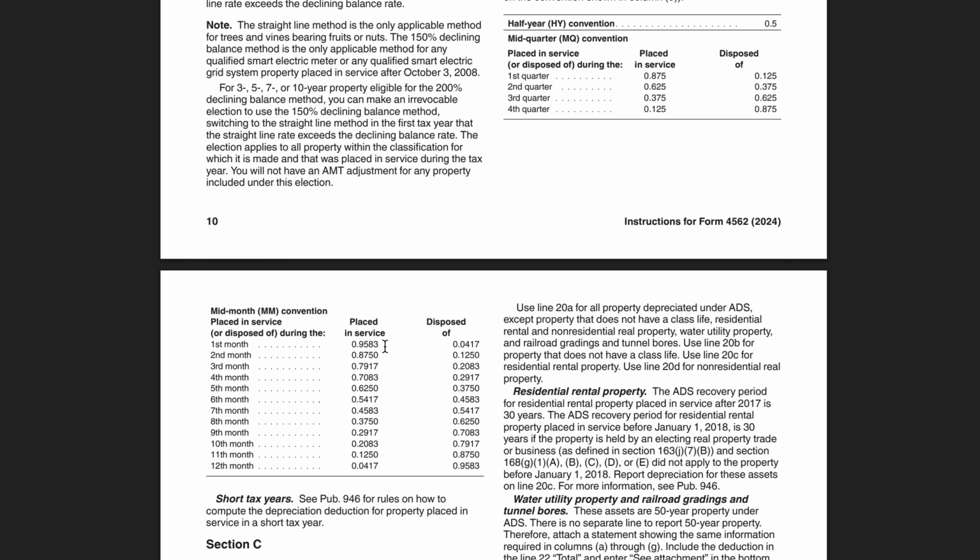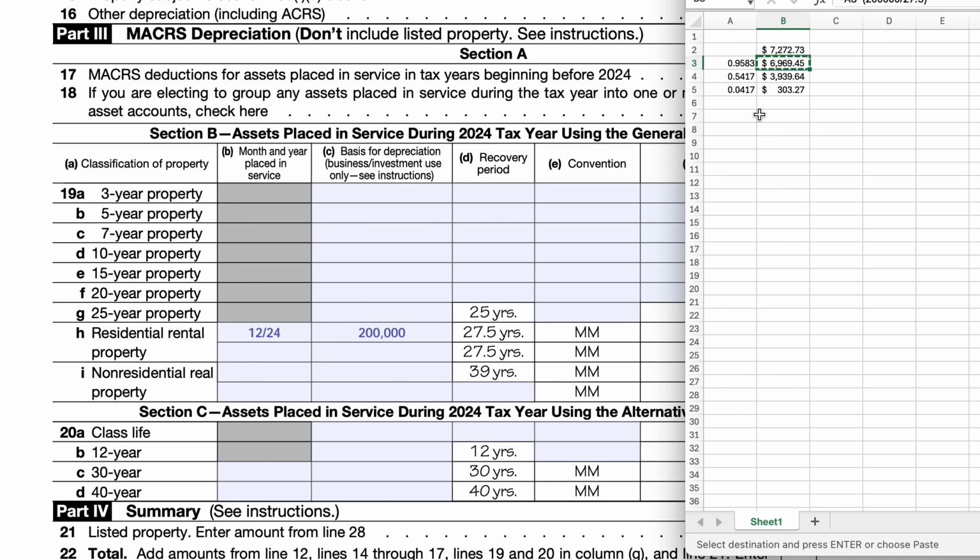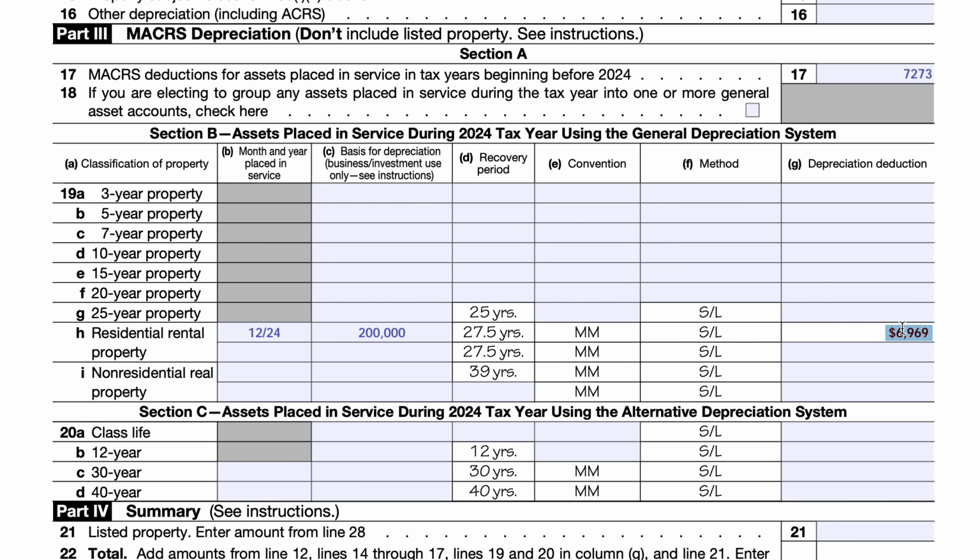So in the year that it was placed into service, we multiply that full year's depreciation by this decimal right here. If we were going to place it into service starting June, you would use this decimal here, and so on and so forth. So your tax software already has that built into it. But that's the calculation that I use to arrive at the 6969. So if I place this into service in December of 2024, then I will go to my trusty little Excel spreadsheet where I did all of this, and I would replace this value with $303.